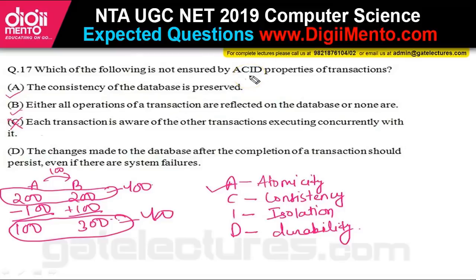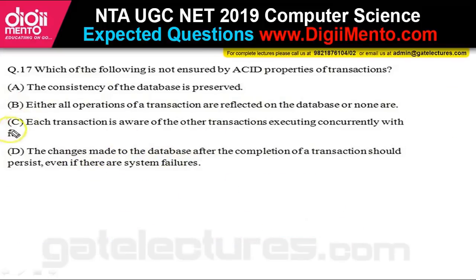Now D says the changes made to the database after the completion of a transaction should persist even if there are system failures. They're talking about durability. Okay, this is the definition of durability, and we have to pick out the wrong one. So C is the answer here.